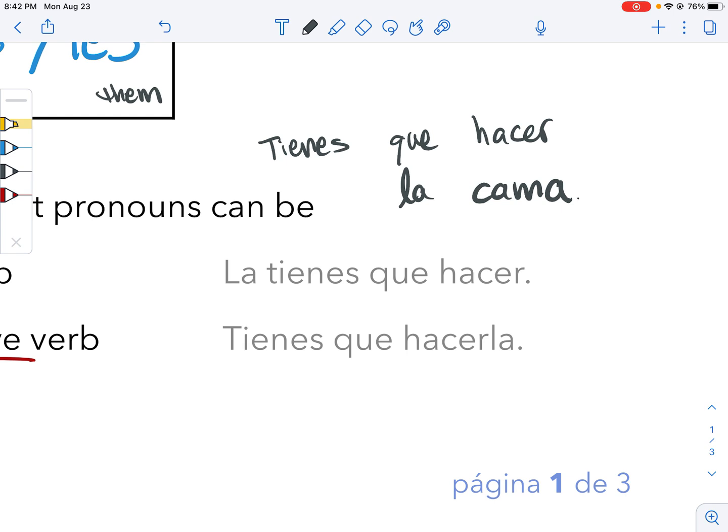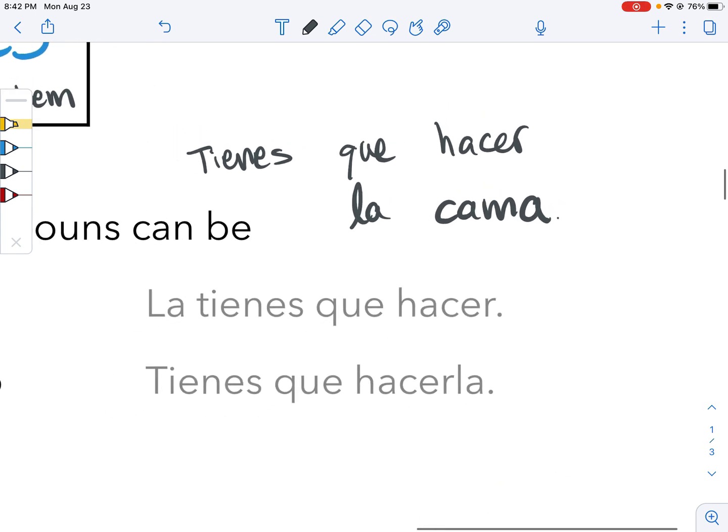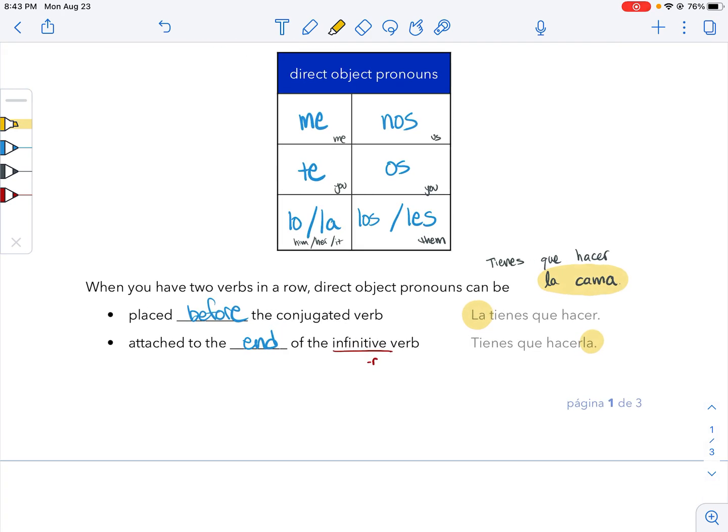Your bed is a disaster. You have to make your bed. She wouldn't say bed twice, would she? No. It's already clear we're talking about my bed. So tienes que hacerla. You have to make it. Or la tienes que hacer. It can go both places. It really doesn't matter. Cool?